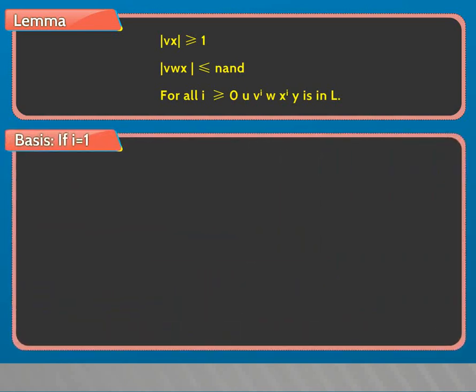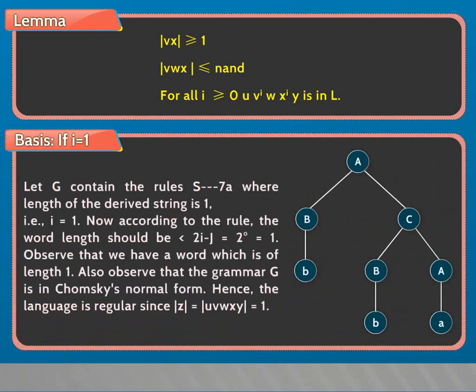Basis: if i is equal to 1, let G contain the rule S to a, where the length of the derived string is 1, that is i is equal to 1. Now according to the rule, the word length should be less than or equal to 2^(i-1), which is 2^0, equal to 1. Observe that we have a word of length 1. Also observe that the grammar G is in Chomsky normal form. Hence the language is regular since |z| is equal to |uvwxy| is equal to 1.